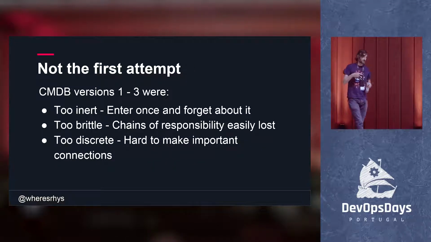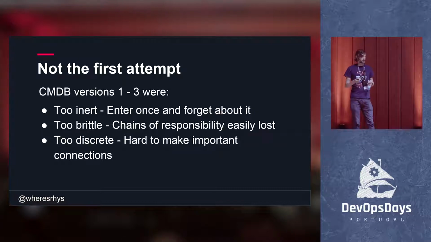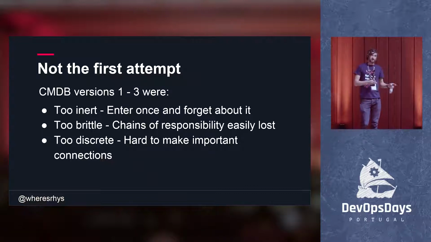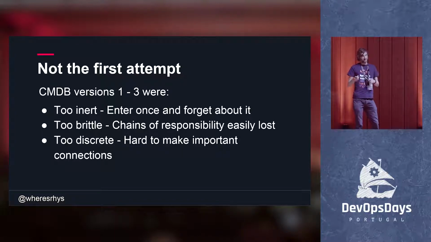So we've tried to get this information together. In the past, we've had several attempts at this, but they tended to fail because the information in them had a few problems. It was too inert, so people would enter it once, and it would get out of date, and no one would update it again. It was too brittle. Someone would have responsibility for it, and if they moved around in the company or left, then that would no longer have ownership. And it's too discrete, so particularly with the microservices architecture, things are very connected, and the data source documenting all this didn't really reflect those levels of connection.